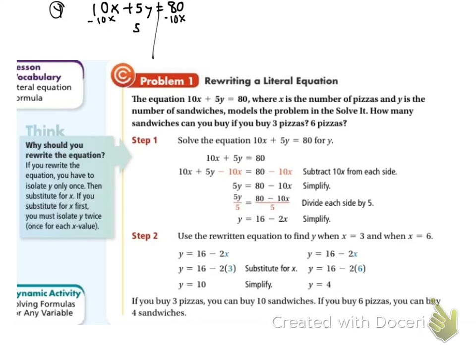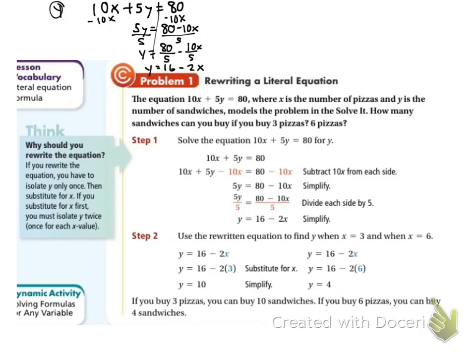So I get 5y is equal to, this 80 does not have an x on it, so I cannot combine them. So it is 80 minus 10x. Now I'm going to divide by 5 on both sides. I am allowed to split up that 5, so I can make that 80 divided by 5 minus 10x divided by 5. So I get y equals 16 minus 2x.